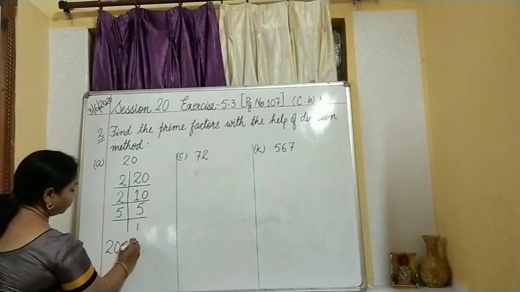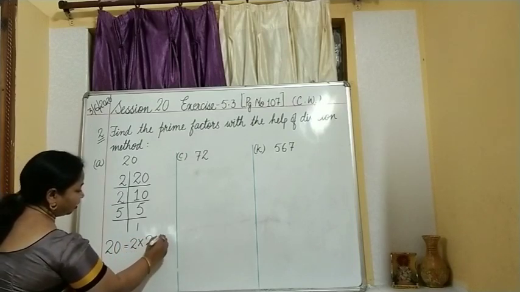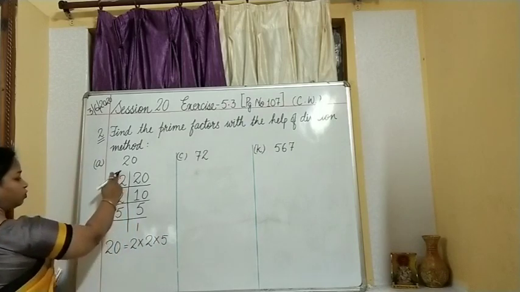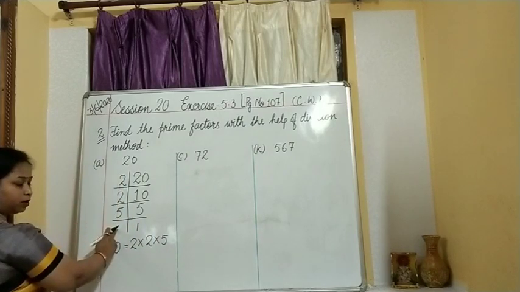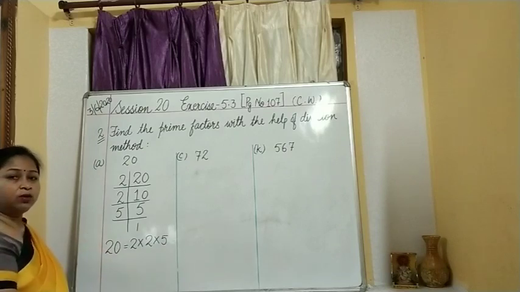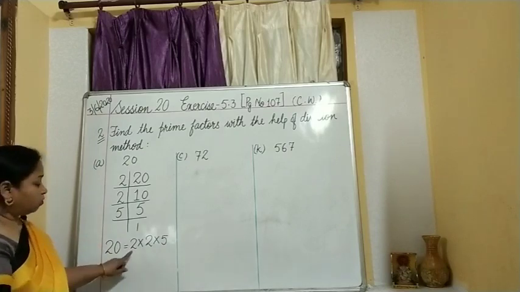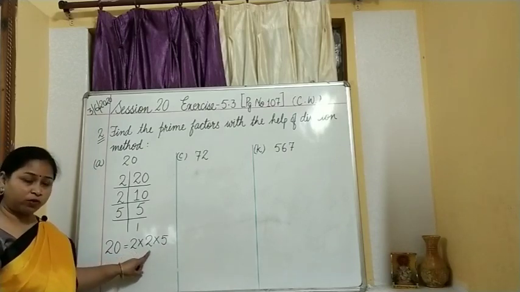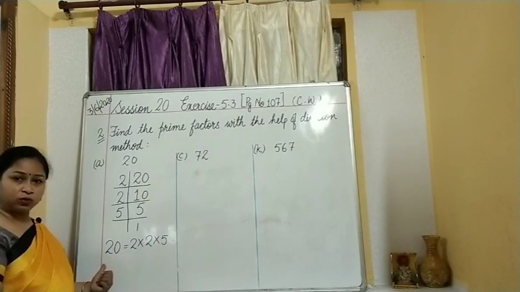So what are the prime factors? 2 multiply 2 multiply 5. So you need to collect these particular numbers and then write them over here. Want to check whether you have done it correctly or not? What is 2 2s? 2 2s are 4, 4 5s are 20, so it is correct.